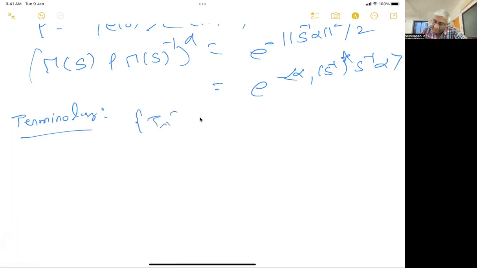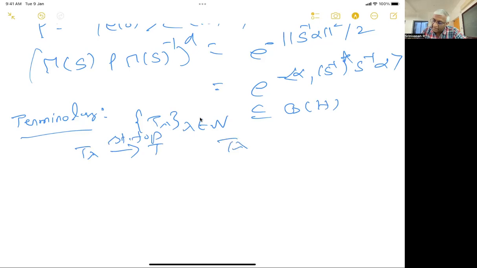T_lambda, lambda in Lambda, contained in some B(H). We have already defined that. Then T_lambda converges to T in the strong topology if T_lambda xi converges to T xi in the Hilbert space, in H, for all xi. For every individual xi, if it converges, this is what is called the strong topology.